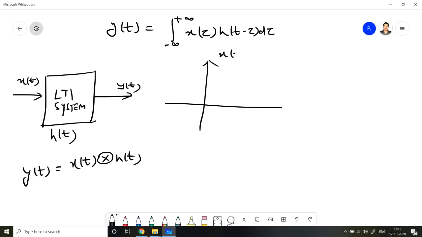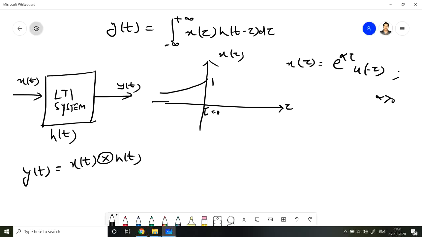So what is the graph of x(tau)? This is your x(tau) graph. At tau equals 0, the value is 1, and there is no value on the right hand side. The graph exists only on the left hand side. So basically x(tau) is e raised to the power alpha tau u(minus tau).